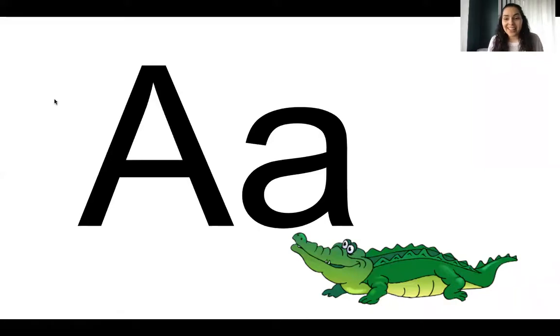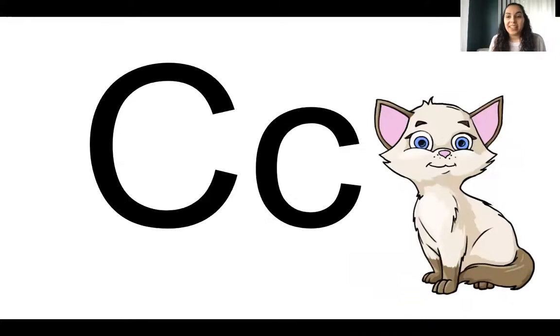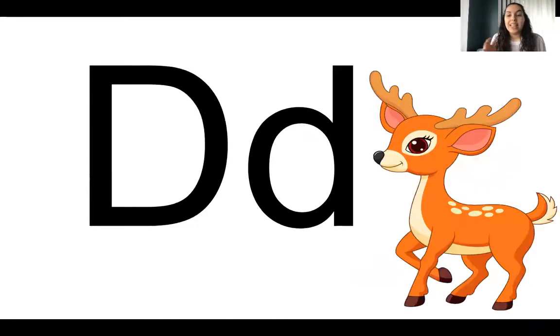Okay. So this is Allie the alligator, and Allie the alligator is going to go ah, ah, ah. Ba, ba, bear, ba, ba, bear. Katine the cat, Katine the cat. K, k, k. Dee Dee deer, Dee Dee deer. Duh, duh, duh.